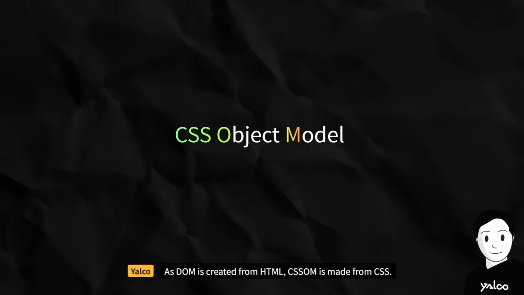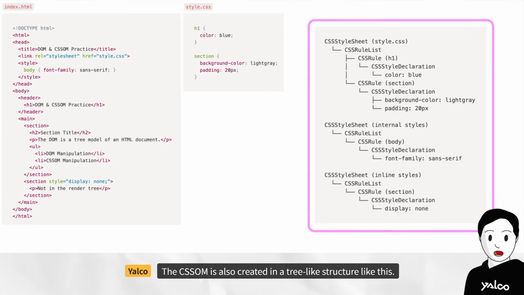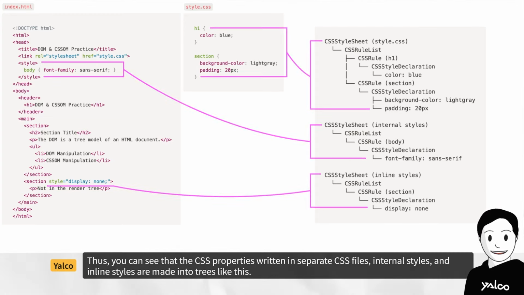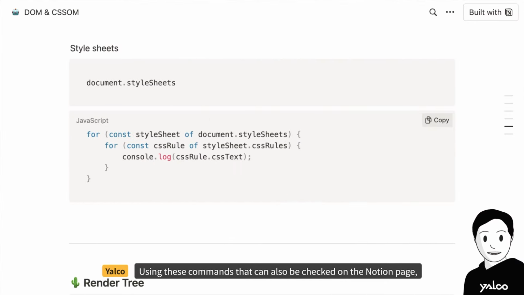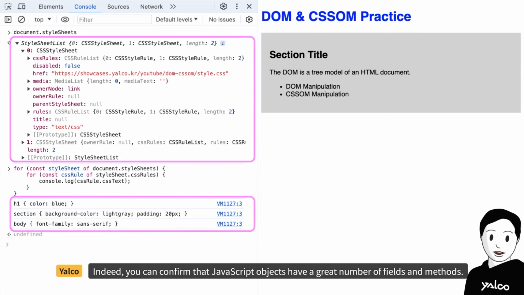As DOM is created from HTML, CSSOM is made from CSS. The CSSOM is also created in a tree-like structure like this. Thus, you can see that the CSS properties written in separate CSS files, internal styles, and inline styles are made into trees like this. Using these commands that can also be checked on the Notion page, you can take a look at the objects of the CSSOM written in CSS files and internal styles like this. Indeed, you can confirm that JavaScript objects have a great number of fields and methods.